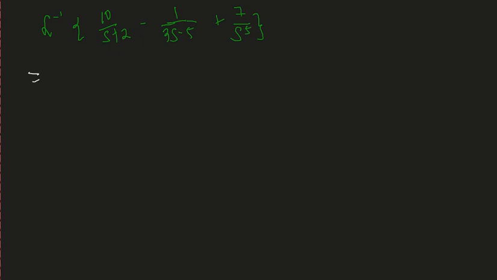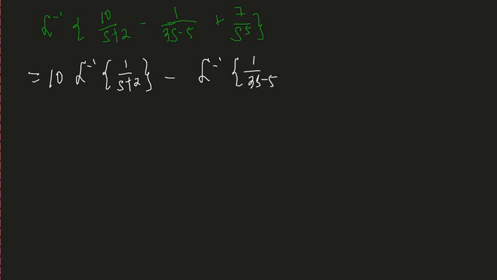So we can distribute the symbol of Laplace and factor out our constants. So we'll have 10 times inverse Laplace transform of 1 all over s plus 2, minus, so we'll have inverse Laplace transform of 1 all over 3s minus 5, plus, so inverse Laplace transform, so we have 7 multiplied by 1 all over s raised to 5.